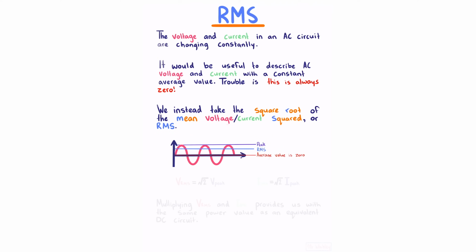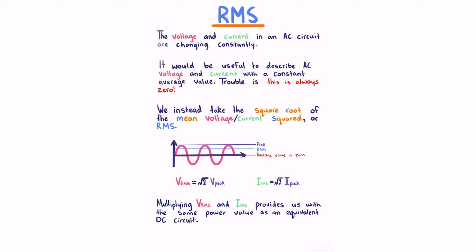If you work through the mathematics, which we don't need to do here, you arrive at the voltage RMS is equal to the peak voltage divided by root 2, and likewise for the current. Multiplying VRMS and IRMS provides us with the same power value as an equivalent DC circuit.